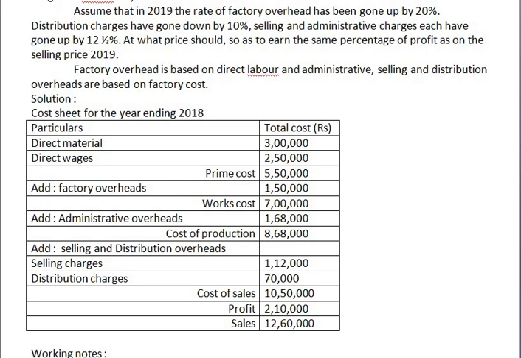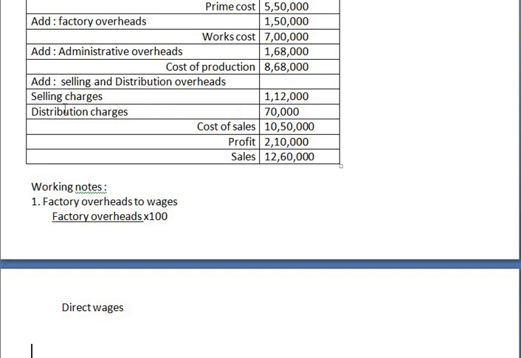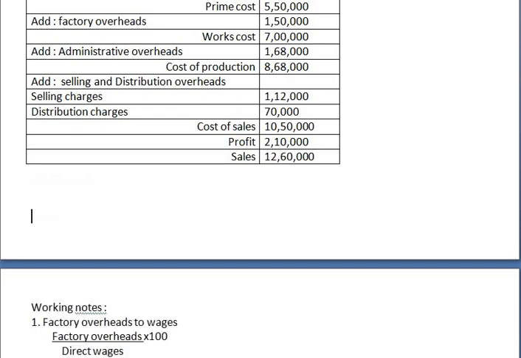Before preparing that, they have given us some information. Now read this last sentence: factory overheads is based on direct labor, and administrative, selling and distribution overheads are based on factory cost. It means we will have to find out the percentage, and based on that percentage we have to estimate it for the year 2019. First we will have some working notes. After completing this chart, just write down working notes.